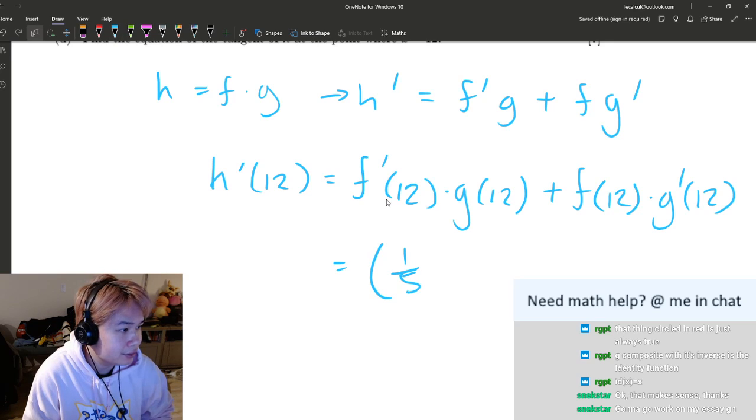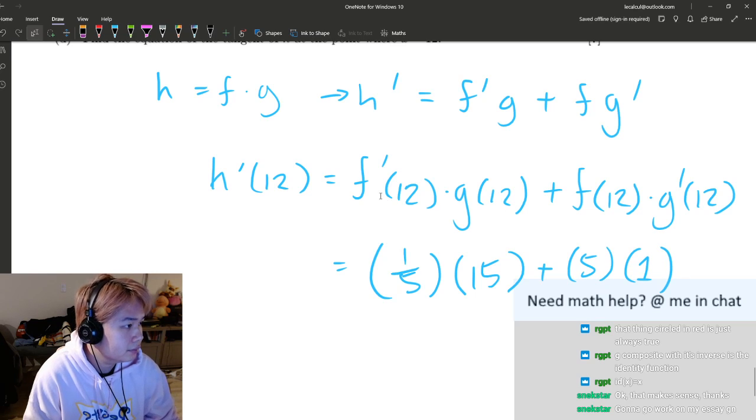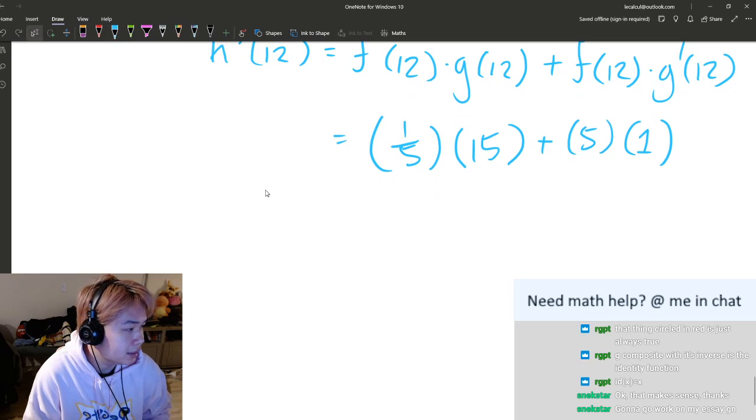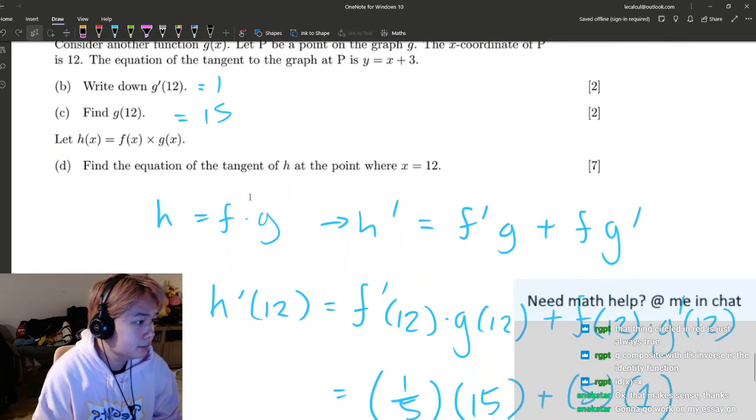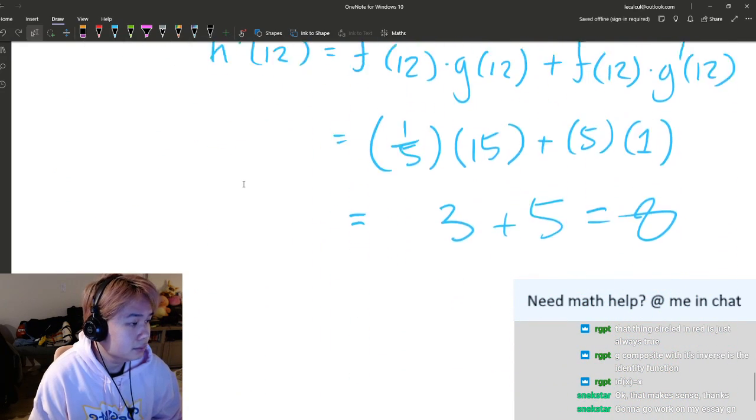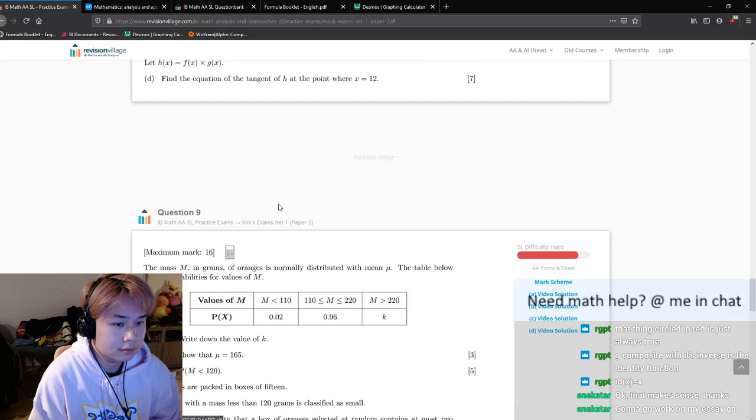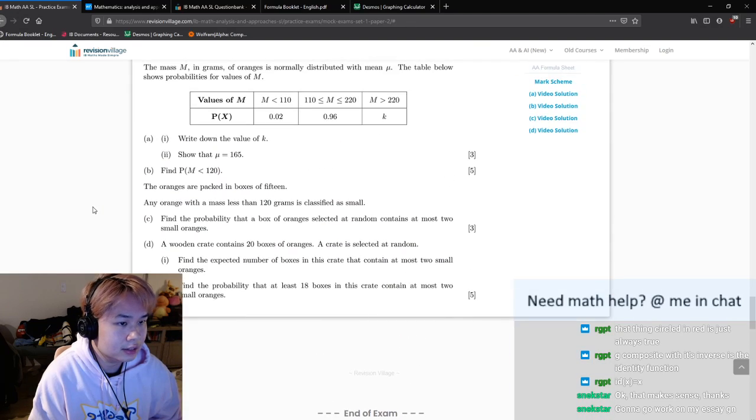F prime at 12 was 1 over 5. G at 12 was 15. F at 12 is 5. G prime at 12 is 1. So then we can just continue evaluating this. 3 plus 5, which is 8. Nice. And then the last one.